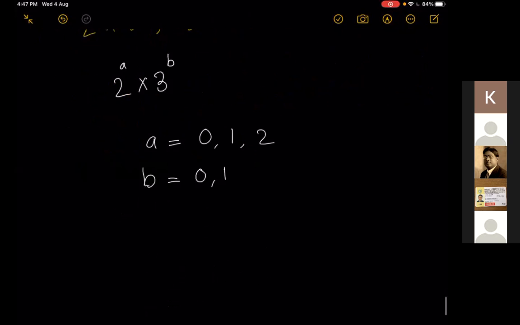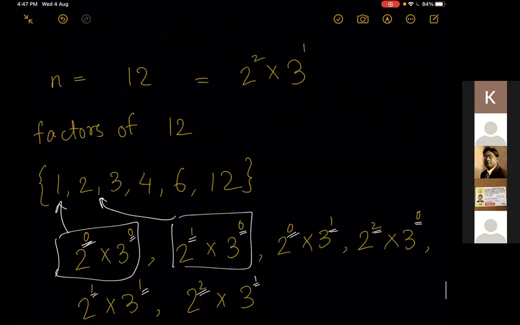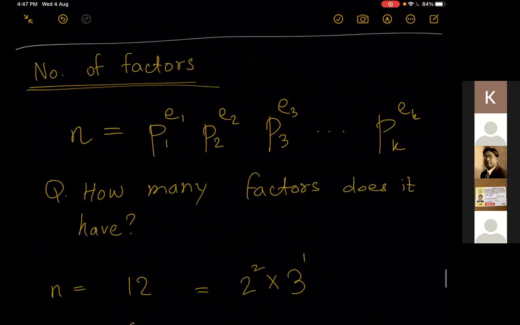So, what I am saying is that your number can be p1 to the power e1. Your factors will have p1 to the power 0 also, p1 to the power 1 also, p1 square also, all the way up to p1 to the power e1. It will have all possibilities, right? Yes, sir.